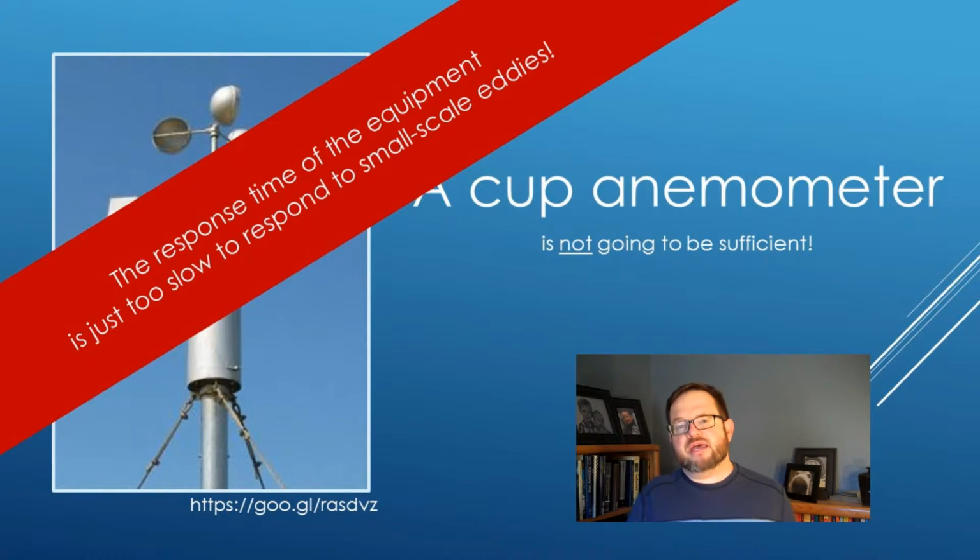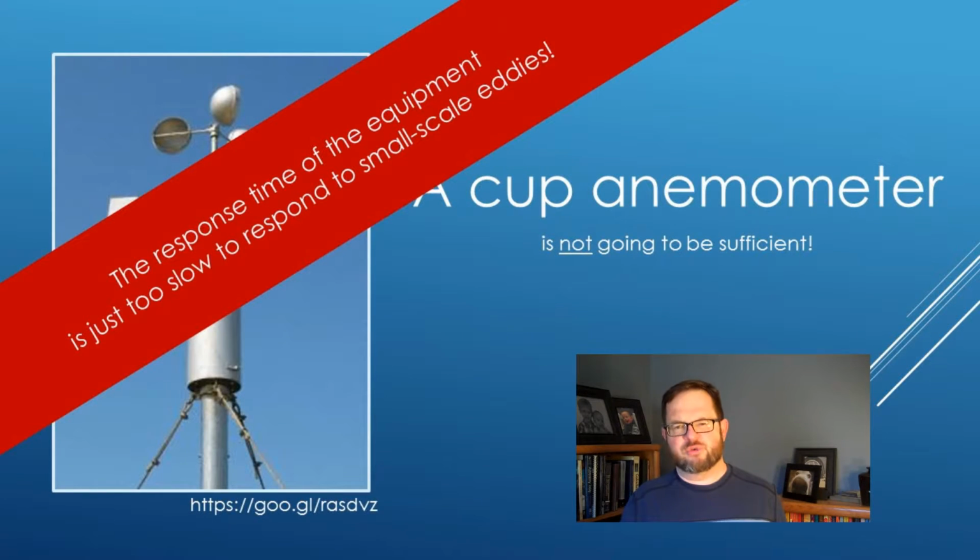In the case of a cup anemometer, the mechanism of the spinning cups themselves simply has too much inertia to respond to very small changes, on the order of a meter per second or so, from second to second in the wind. The little cups will not respond fast enough. They'll go faster than the real wind for a little while, and then when the wind accelerates, they'll go slower than the real wind. This simply is not going to be a sufficient instrument for such a thing.